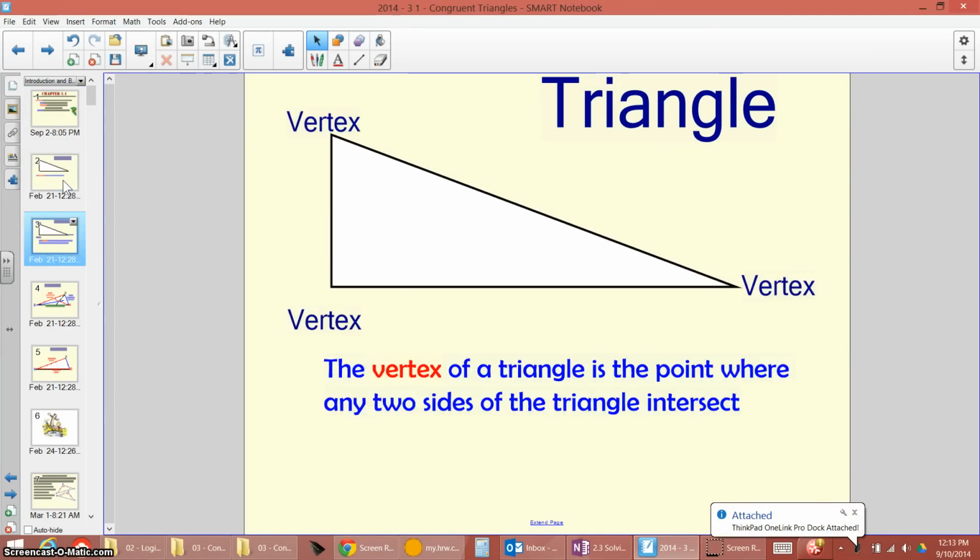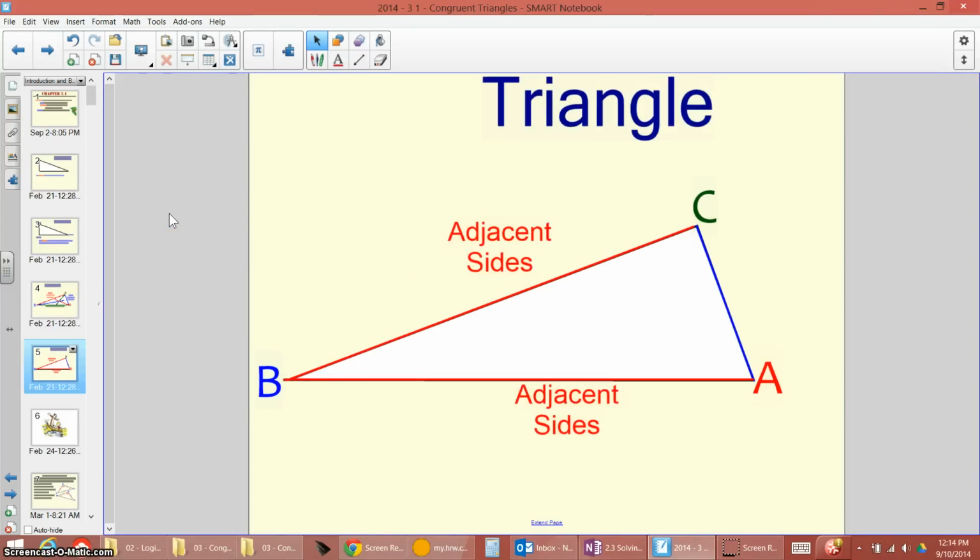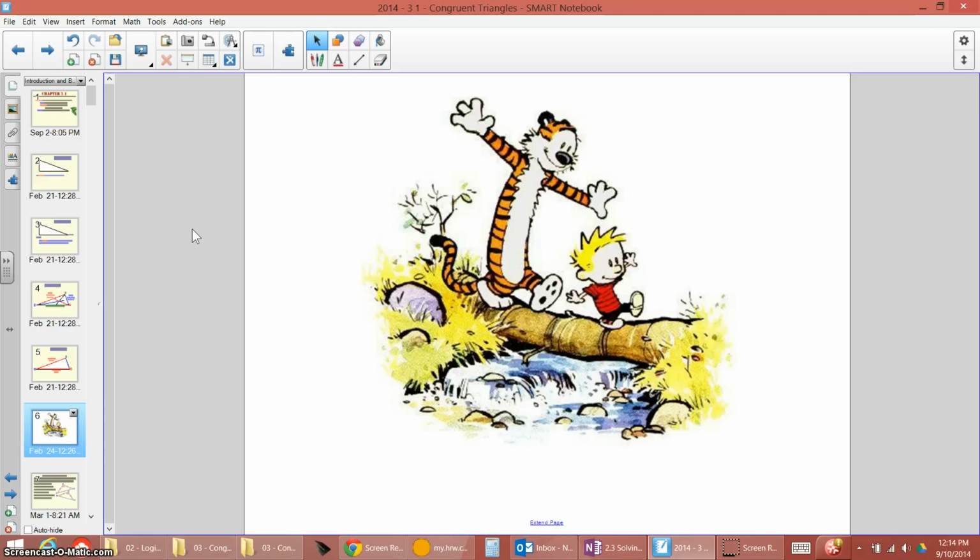All right, the endpoints are called vertices. It's a vocabulary word you need to know. When I say vertex, you think endpoints. All right, the sides: opposite sides are across from their vertex. So if this is my vertex A, then the side opposite is also called the side opposite to A. Adjacent sides are any sides that are connected by a vertex. Opposite is across from the vertex. Adjacent means they're connected by a vertex.